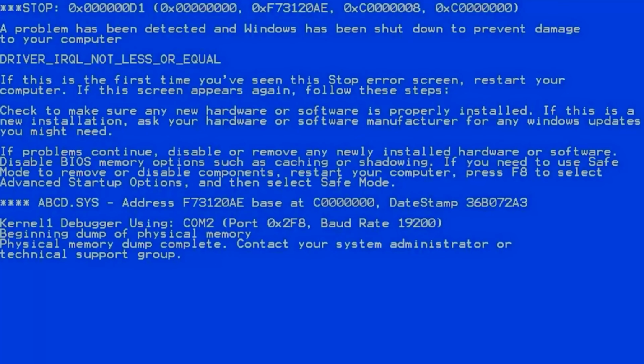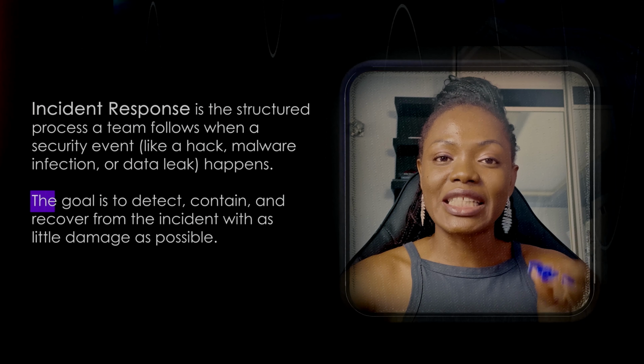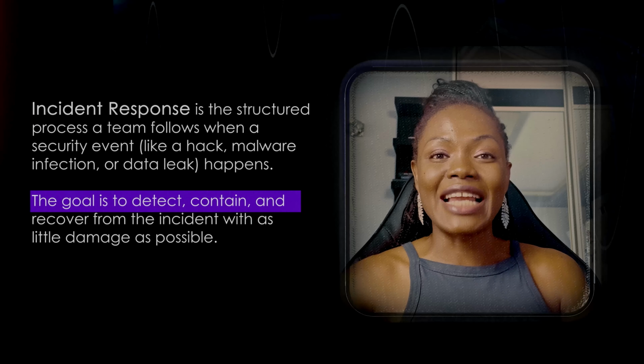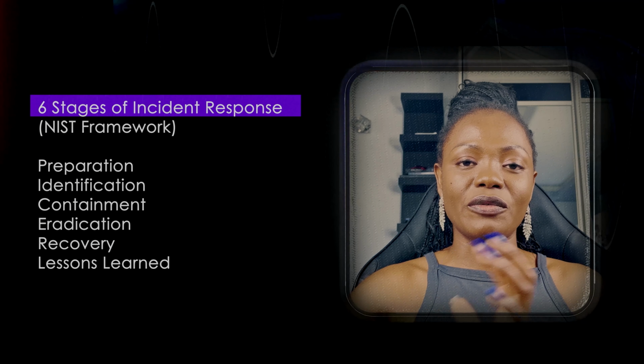Now, why incident response? Incident response is a structured process by which we detect, respond, recover, and learn lessons from a security incident. This is the structured process that we put in place that helps us to detect, to monitor, and to recover from some of these security incidents. There are different stages of incident response, and I'll be briefly talking about these stages. After that, we'll dive deeper into 2 of these stages just to help you understand properly. So we have about 6 stages of incident response.